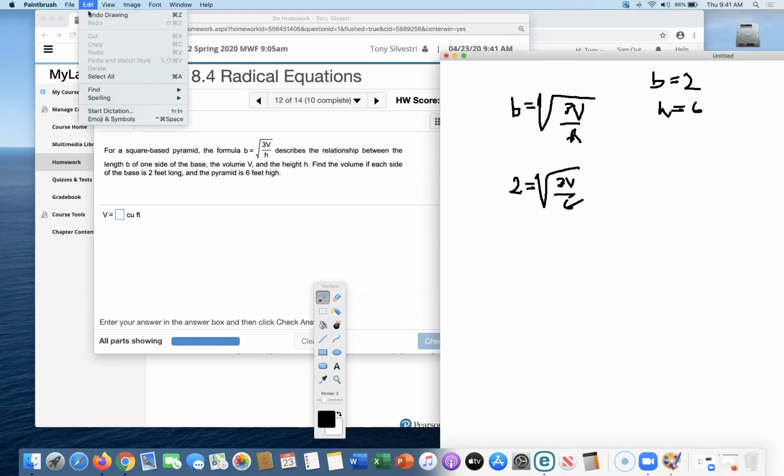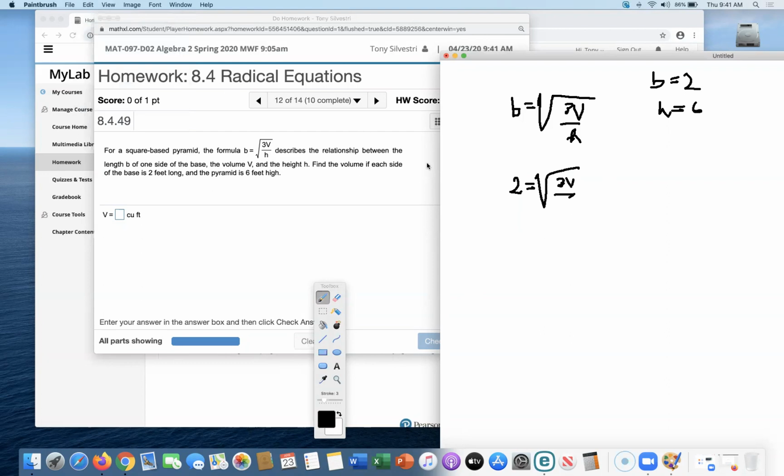Okay. Plug in what you know. Just plug in those values. Okay. I got a square root, so what are you going to do? Square both sides.